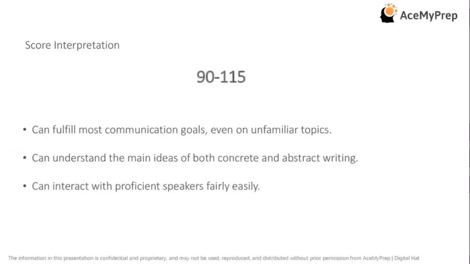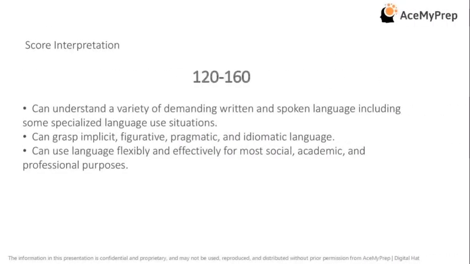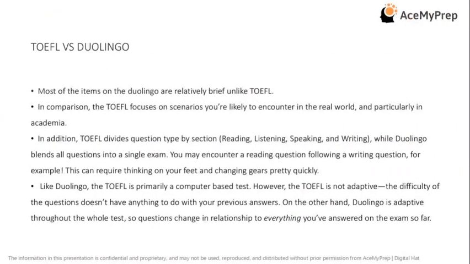Next, the score range of 90 to 115 means you're fulfilling almost all communication needs. You can speak on topics, you can write on topics, and you are fairly proficient. If you get a score between 120 and 160, it means you have a very good command of English. You're really proficient, almost professional, and you can do all kinds of professional writing and speaking. I hope most of you students who have taken this course will land up with a score between 120 and 160. So fingers crossed on that.